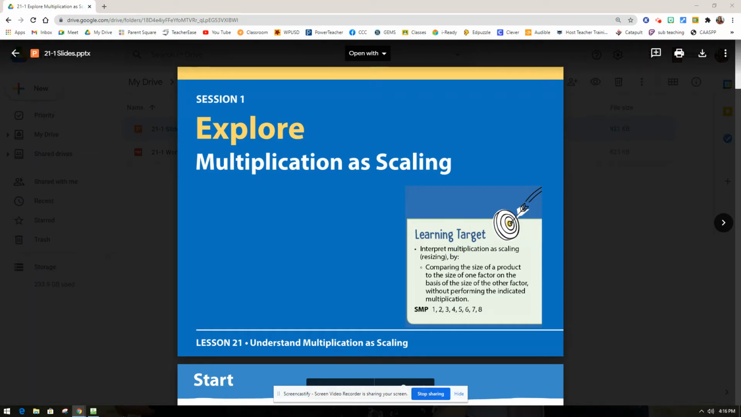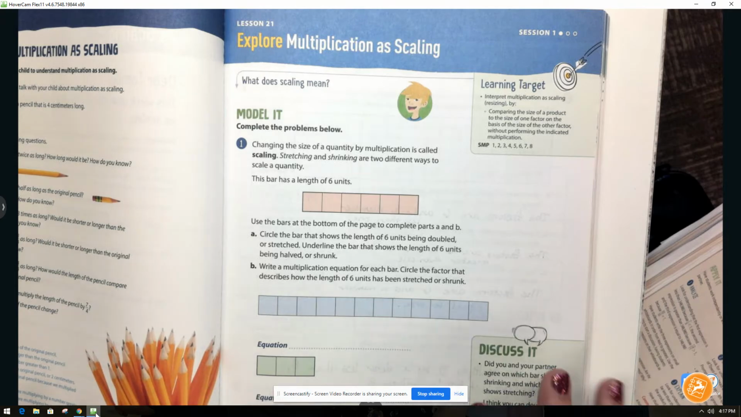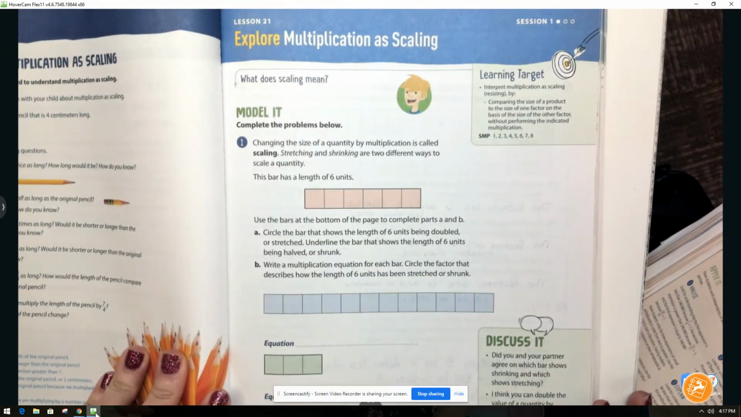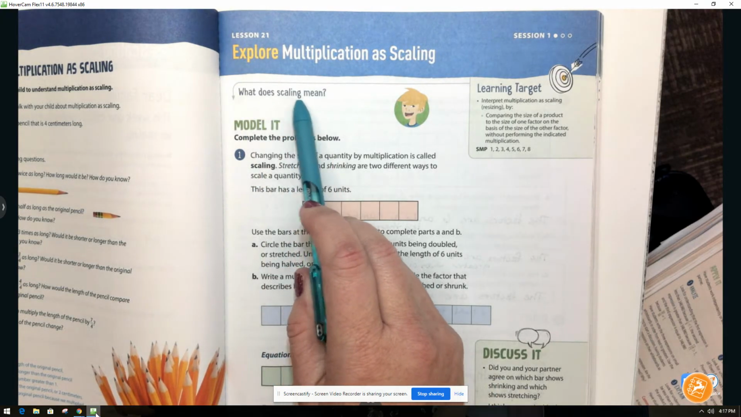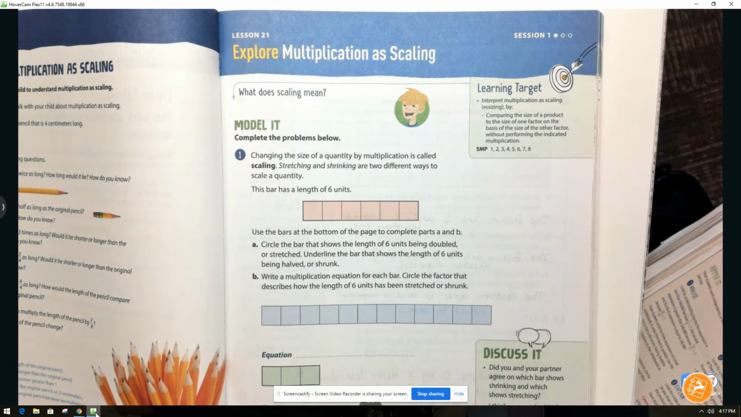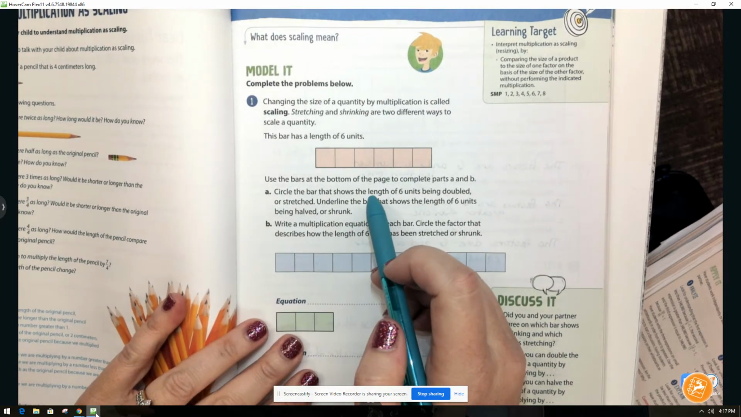We'll be working in our Ready Classroom math workbook on pages 425 through page 428. So if you have your Ready Classroom math workbook, go ahead and open it up, take it out, and turn to page 425. All right, so this is page 425 here, and it says this. What does scaling mean? And that's what we're going to work on today, and then we'll do a graphic organizer that talks a little bit more about scaling at the end. But let's go ahead and see what we've got here.